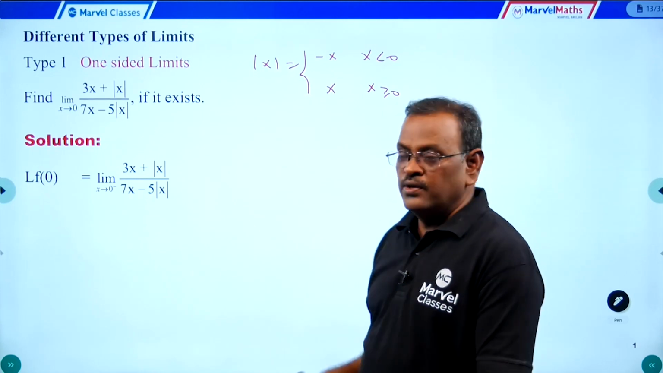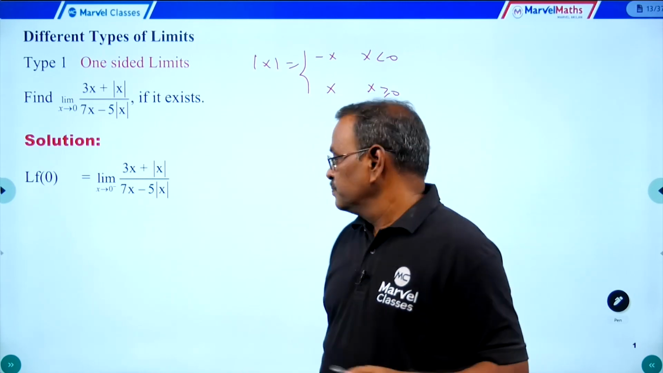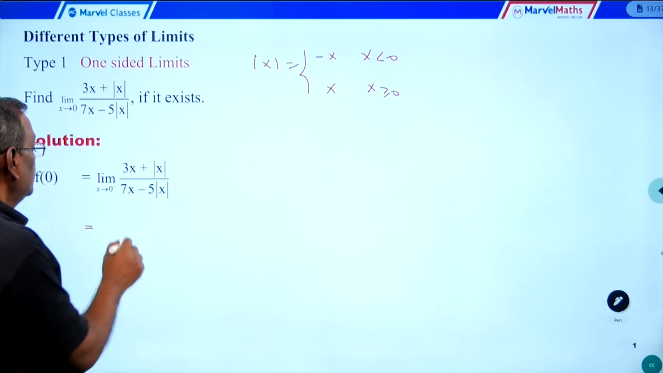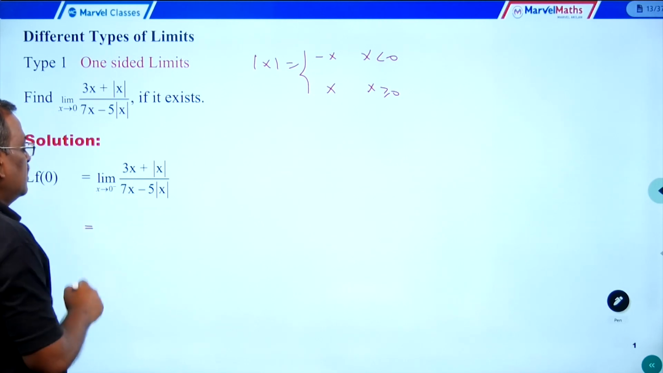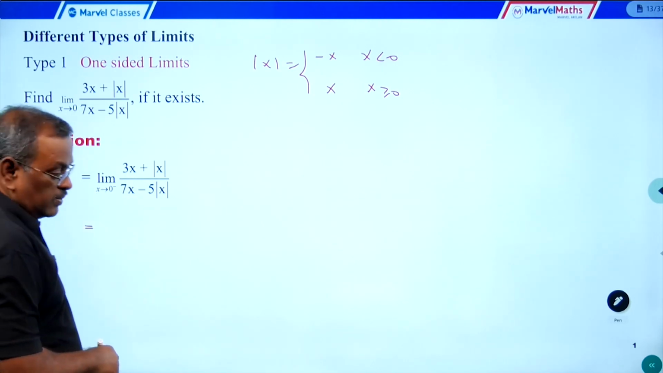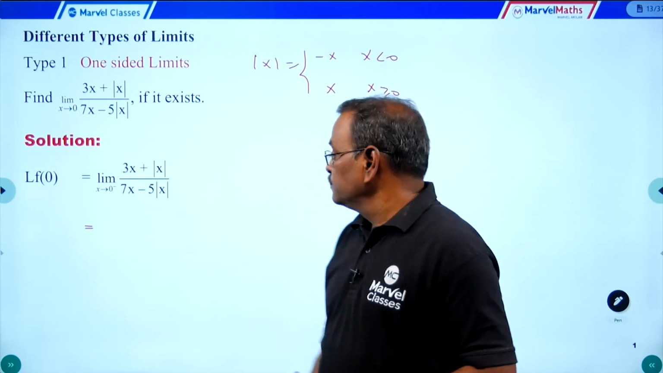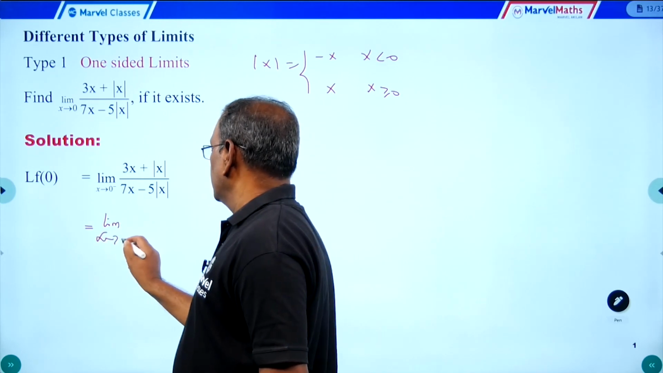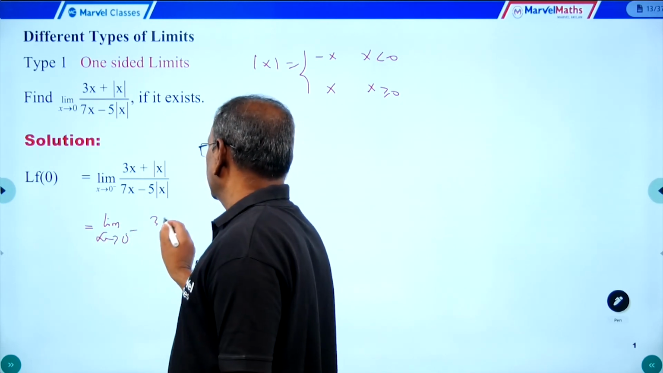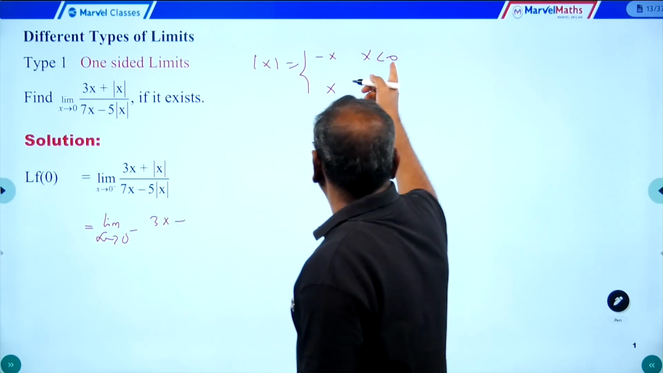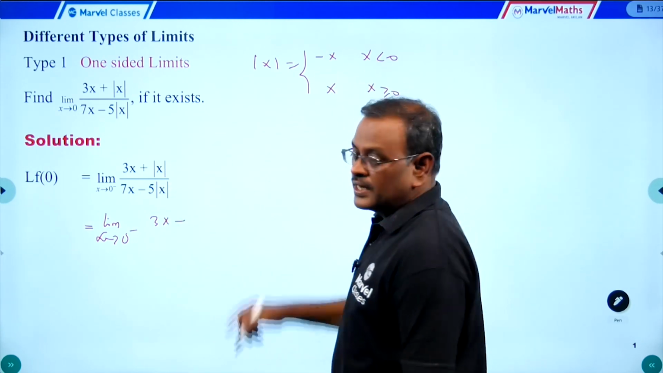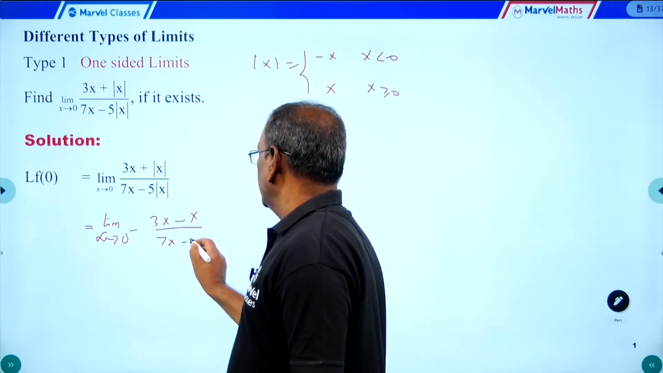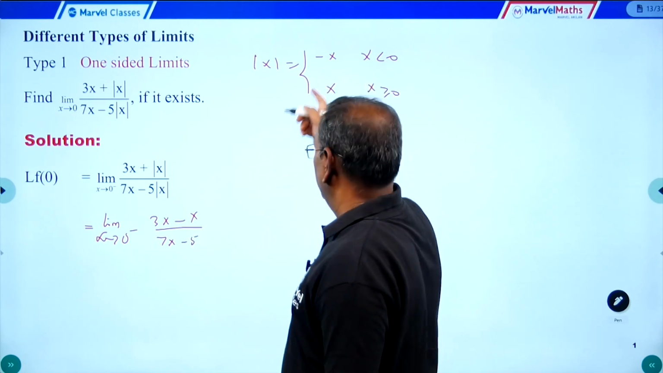So here the only possibility is that you have to calculate LHL and RHL separately. First, L of f of 0, as per the definition, is limit x approaches 0 minus. Which is equal to limit x approaches 0 minus, (3x + |x|) when x is less than 0, this is 0 minus. So what is the value of mod x? Mod x is −x, over 7x minus 5 into, so what is mod of x?